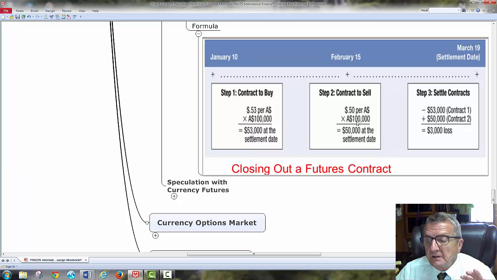Okay, so you've got these two contracts. And what's my loss? I have one to buy, one to sell, and I lost in this case. But I didn't lose too much. Hopefully, if you're a financial manager, you don't want to lose anything. You always want to make money.